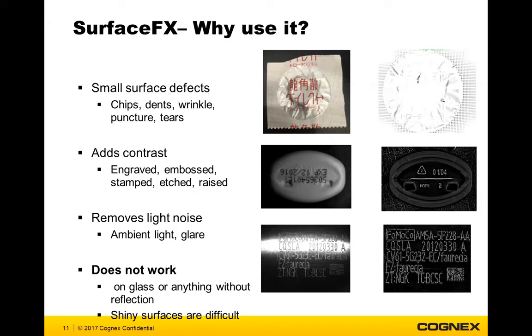Now, one thing we have found with SurfaceFX is it doesn't work on glass or anything without reflection, and that's just the nature of the algorithm underneath SurfaceFX. It really needs the images to generate some shadowing. It needs some reflections. So if you have something that basically absorbs all that light and doesn't send anything back to the camera, it's not going to work. So if the transmission is really, really loose, you're not going to be able to see anything.